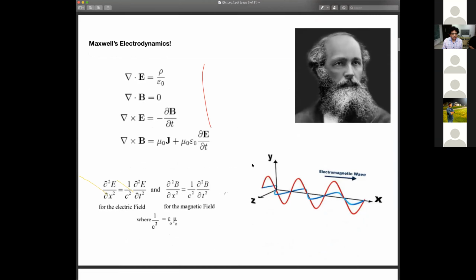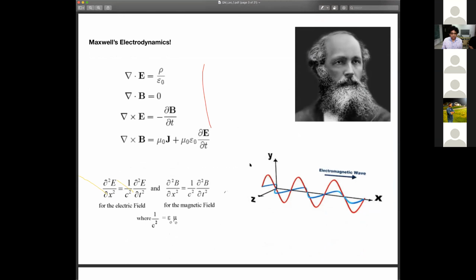So the second pillar of classical mechanics is Maxwell's electrodynamics. And this is basically what we studied during the first half of this course. Maxwell's electrodynamics is a set of compact first order differential equations that tells you how the electric and magnetic fields evolve with respect to space and time. Okay. So there are 4 Maxwell's equations.